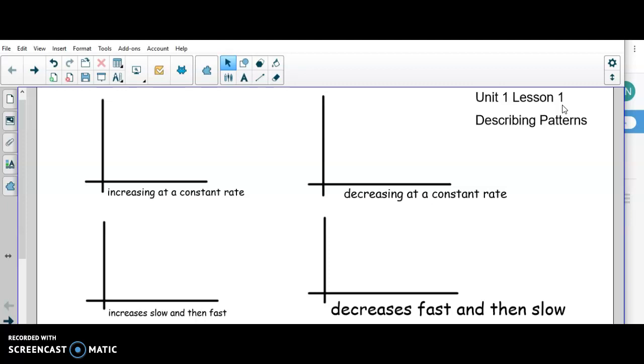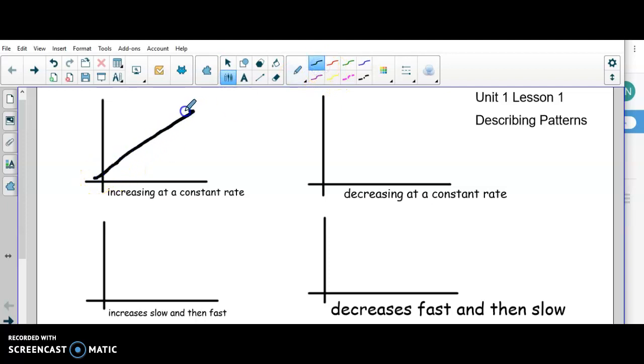So we have describing patterns. We have 4 different ways we can describe a pattern. We're going to describe it increasing at a constant rate, decreasing at a constant rate, increases slow and then fast, decreases fast and then slow. So for the first way, we're just going to draw a little picture.